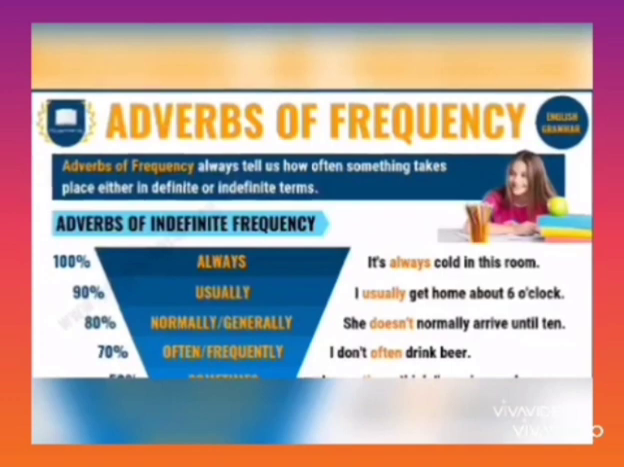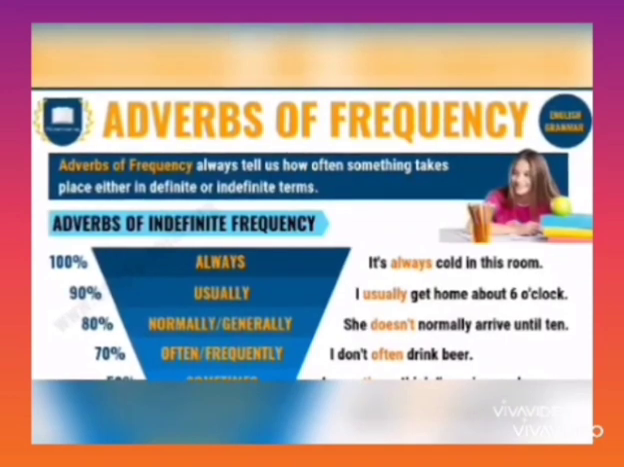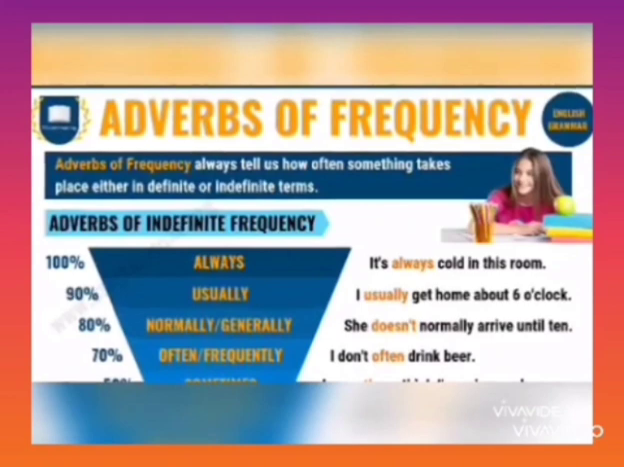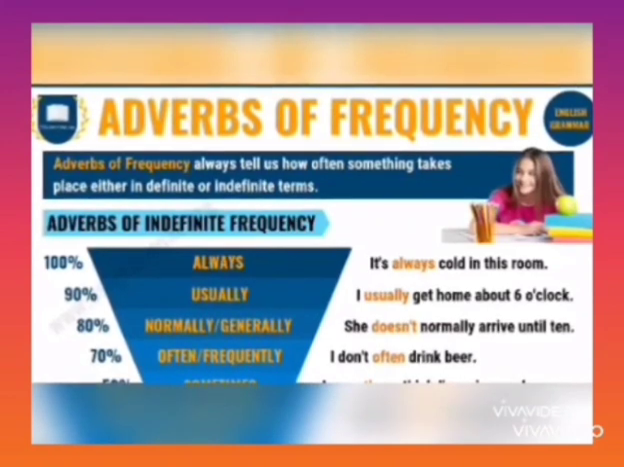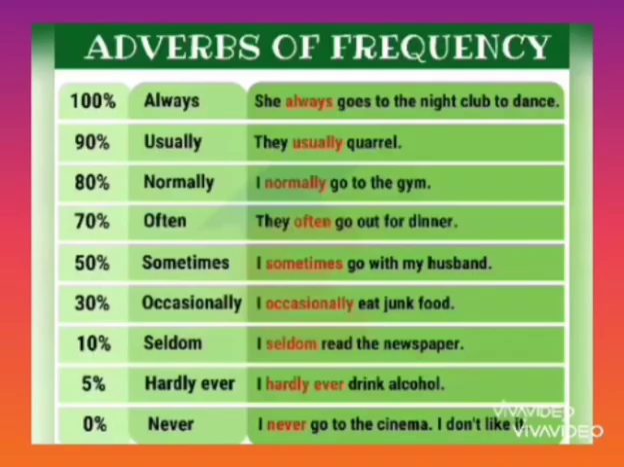Now adverbs of frequency. Always: it's always cold in this room. Usually: I usually get home about 6 o'clock. Normally or generally: she doesn't normally arrive until 10. Often: I don't often drink beer. Here 100% means always, 90% means usually, 80%. These are for your better understanding, nothing else. Now I will show you something more about this.